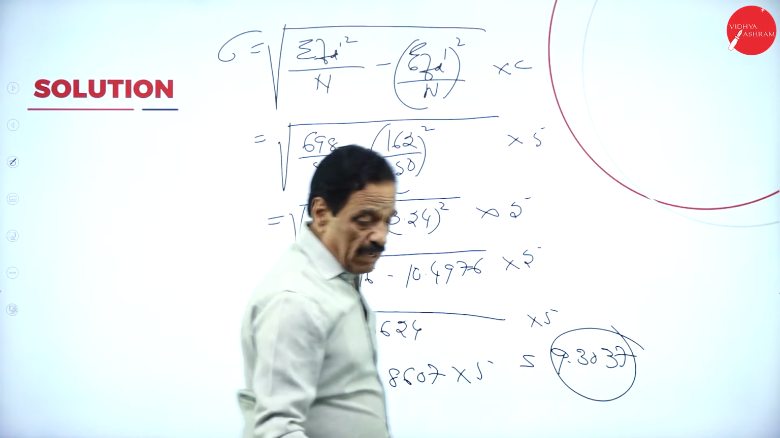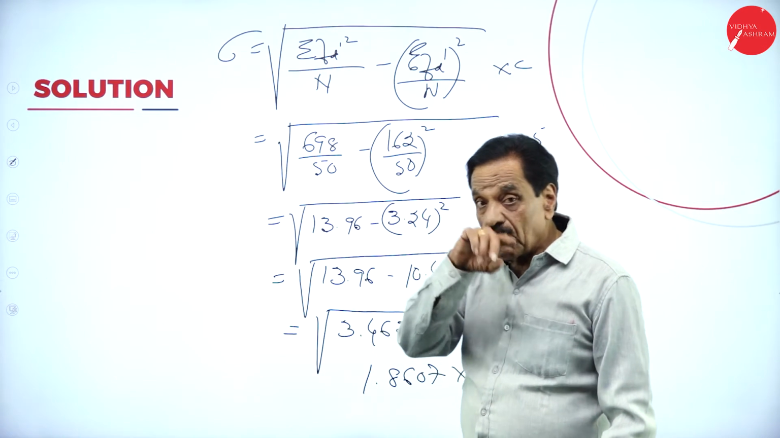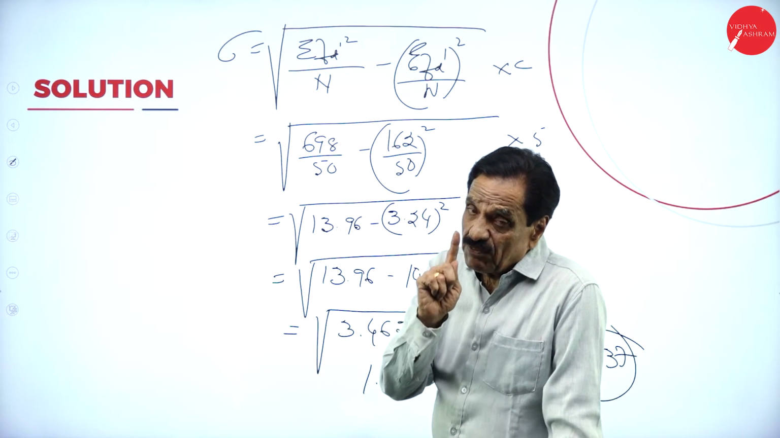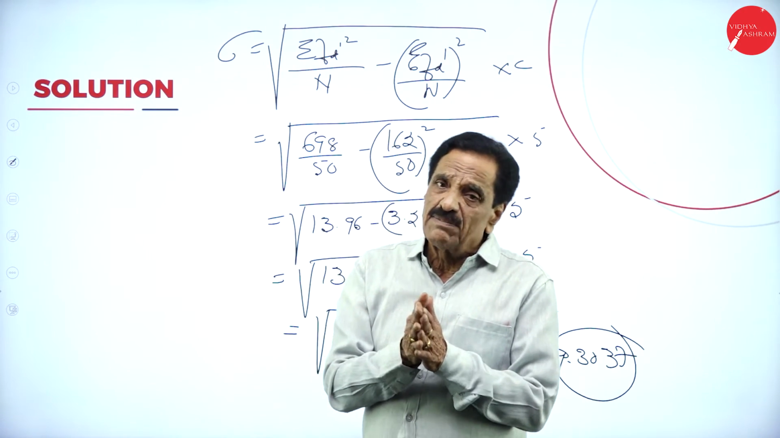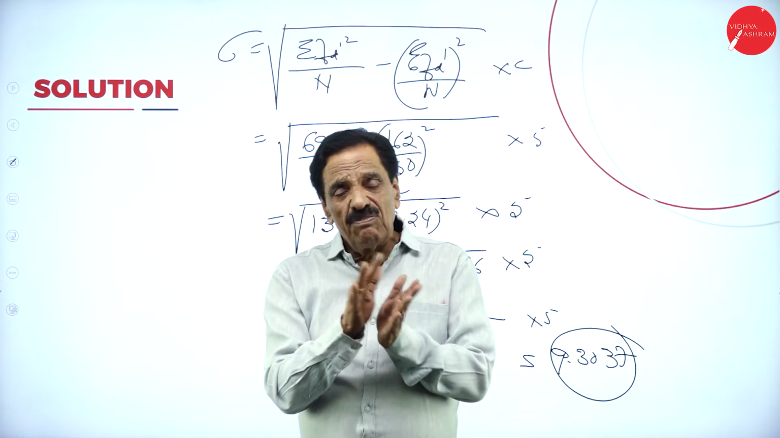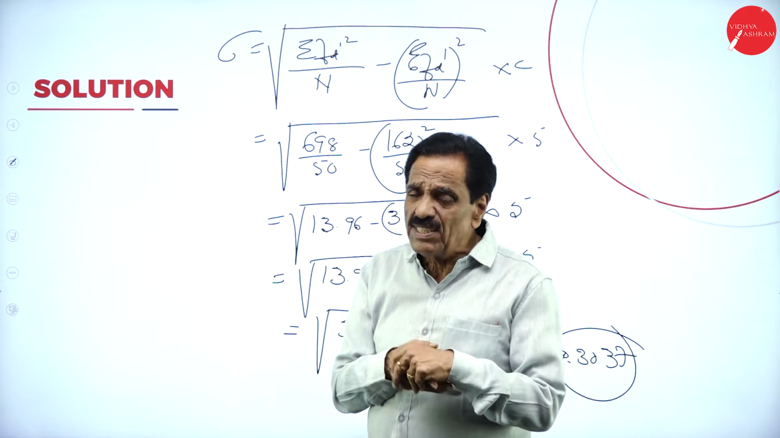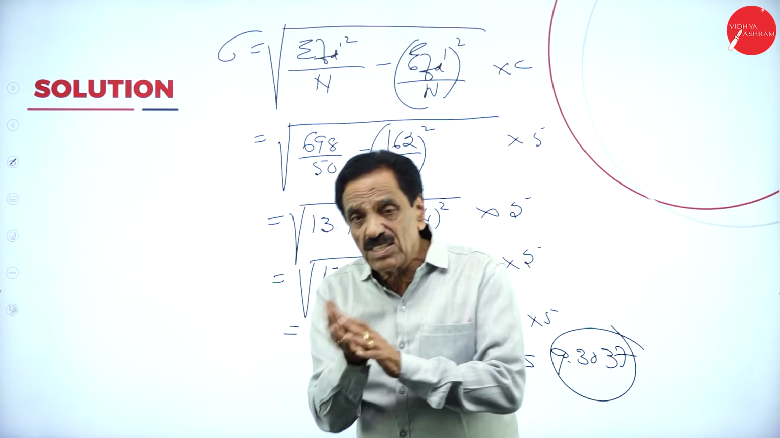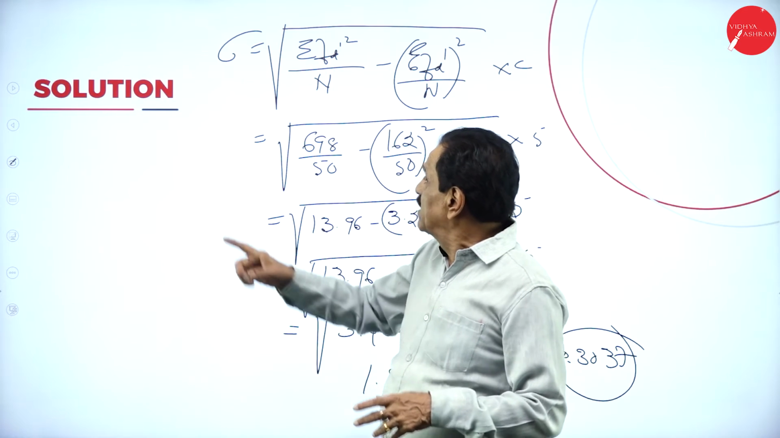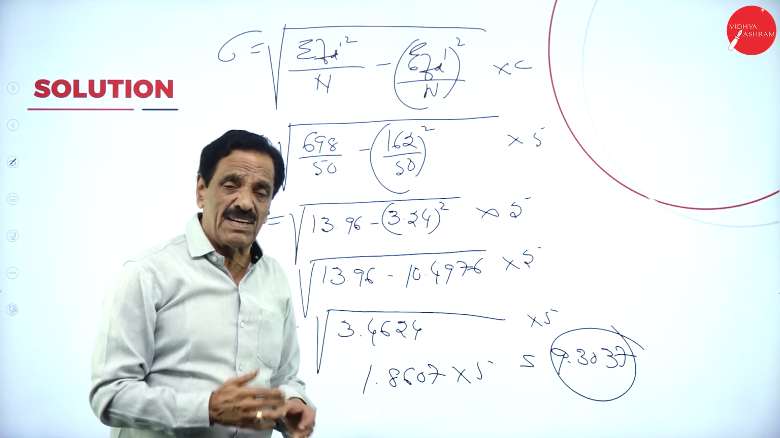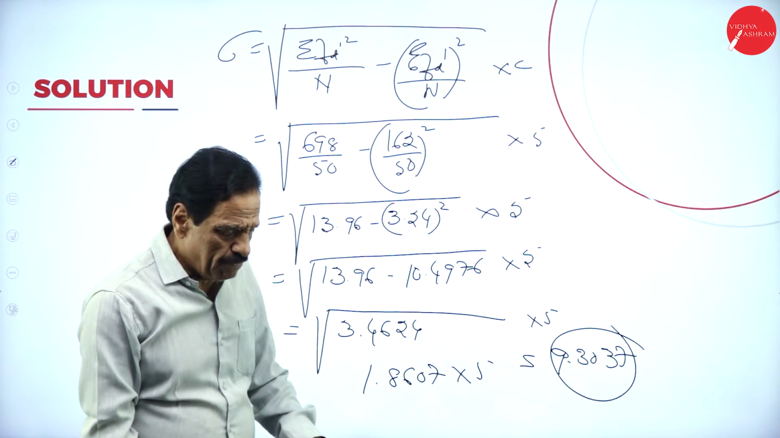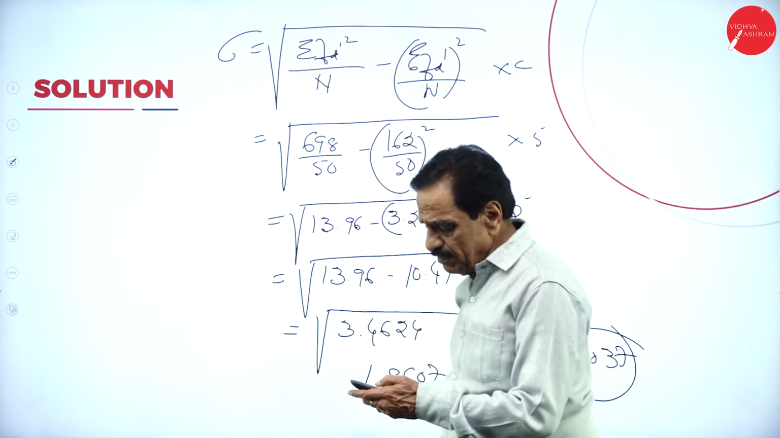So what are the steps I followed? What is the first step you followed here? Add the frequency, take the mid value, then take the deviation. F into d dash is ft dash. The next step, ft dash and d dash is ft dash square. Then apply the formula. C is equal to class interval. I think you have followed that.